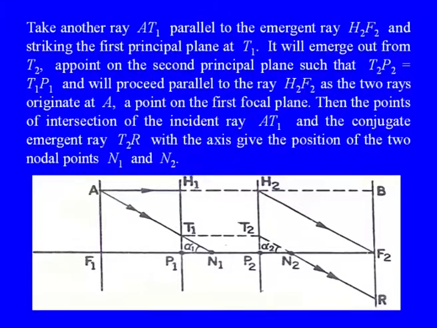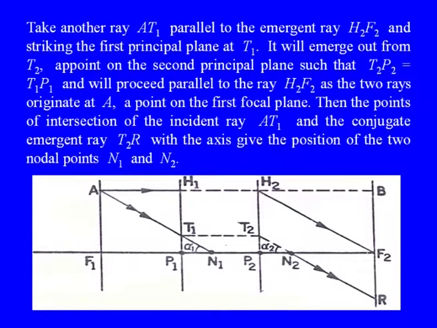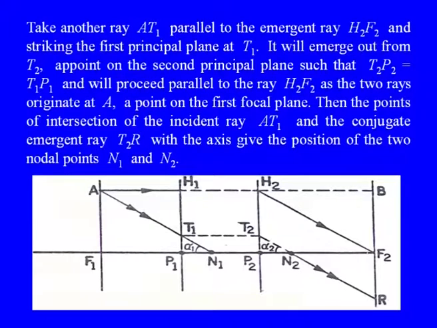Take another ray now, AT1, parallel to the emergent ray H2F2 and striking the first principal plane at T1. It will emerge from T2, a point on the second principal plane, such that T2P2 is equal to T1P1, and will proceed parallel to the ray H2F2, as the two rays originate at a point on the first focal plane.